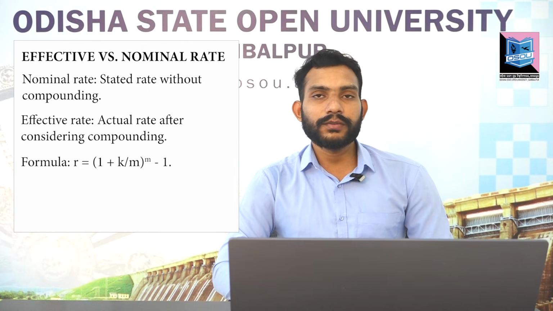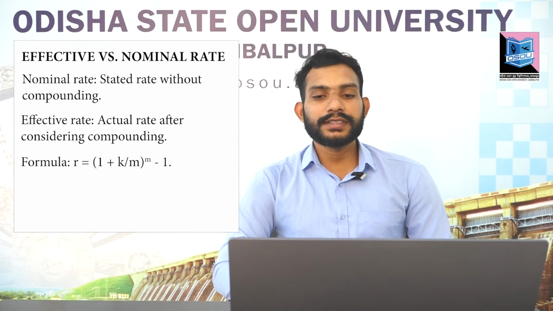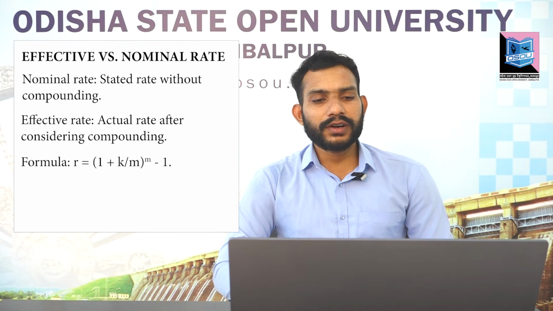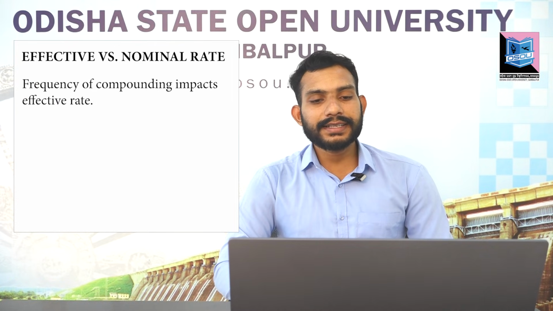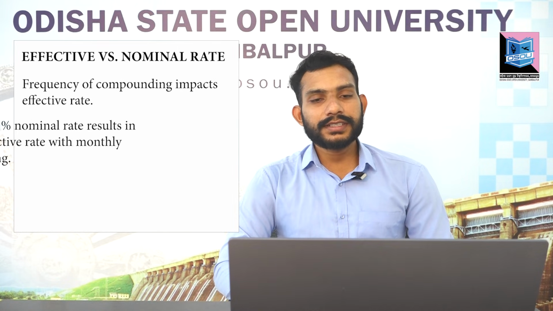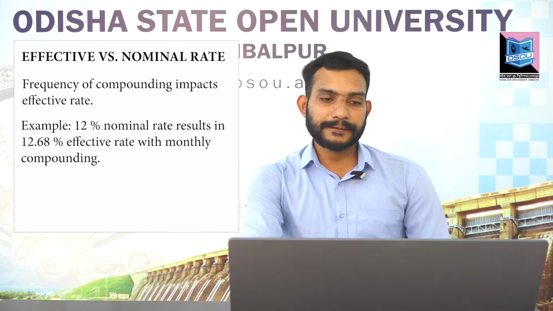If you have a 12% nominal interest rate compounding monthly, the effective annual rate becomes 12.68%. That's because interest is being added every month, which increases the amount by the end of the year. So the frequency of compounding has a direct impact on your effective return or cost. The more frequent the compounding, the higher the effective rate. This distinction is especially important when you are comparing loans or investments with different compounding terms. Always check the effective rate to understand the real impact.